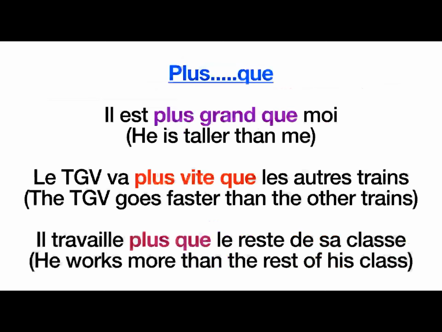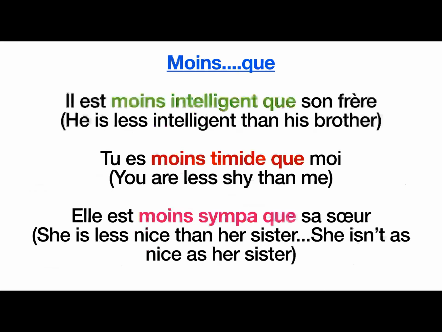Okay, the final example, il travaille plus que le reste de sa classe. Now, I didn't need to use an adjective here, because I'm just saying he works more than the rest of his class. Okay, so I'm comparing him. So that's one example of comparison in French, using a comparative, plus que, and put your adjective in the middle. If something is less than, less intelligent than, less expensive than, smaller than, etc., you use moins que.